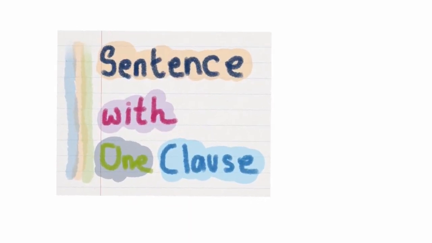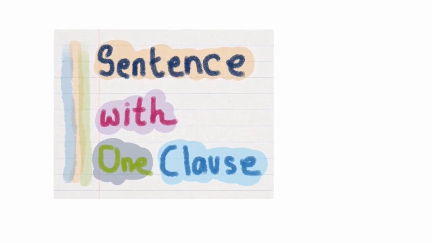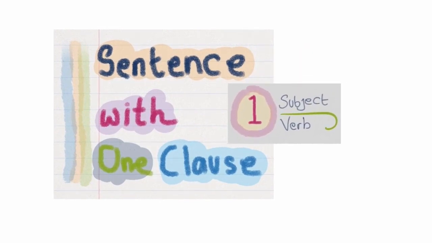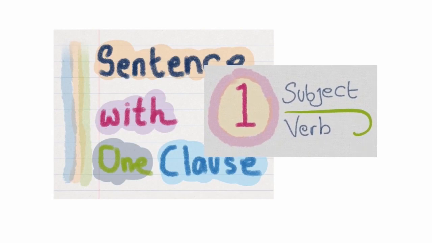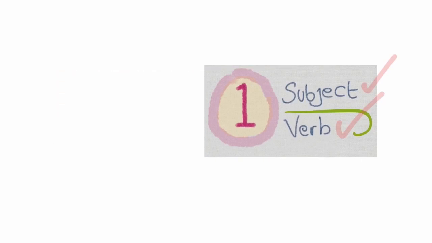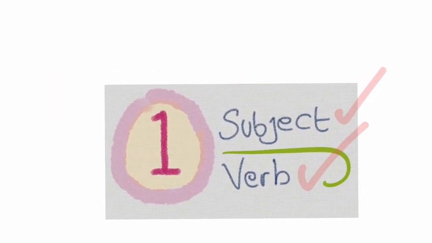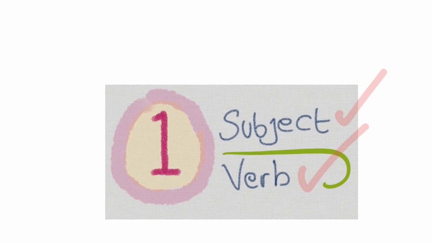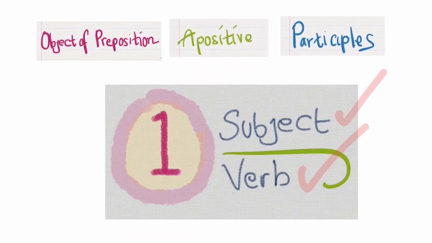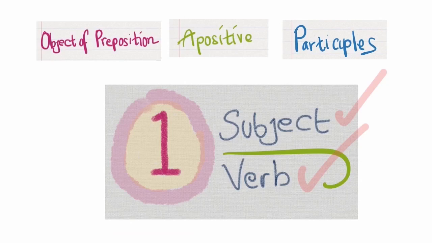Sentences with one clause. Some sentences in English have just one subject and verb, and it is very important for you to find the subject and verb in these sentences. In some sentences, it is easy to find the subject and verb. However, certain structures, such as objects of prepositions, appositives, and participles, can cause confusion in locating the subject and verb, because each of these structures can look like a subject or a verb.